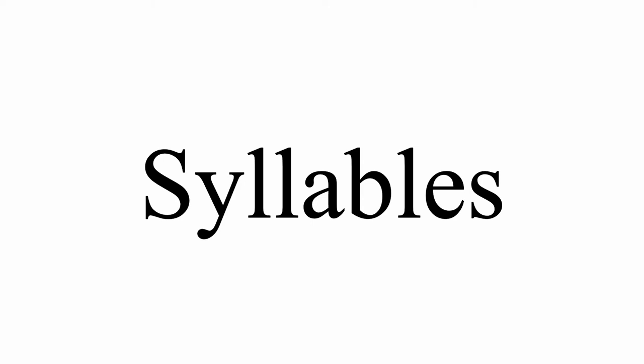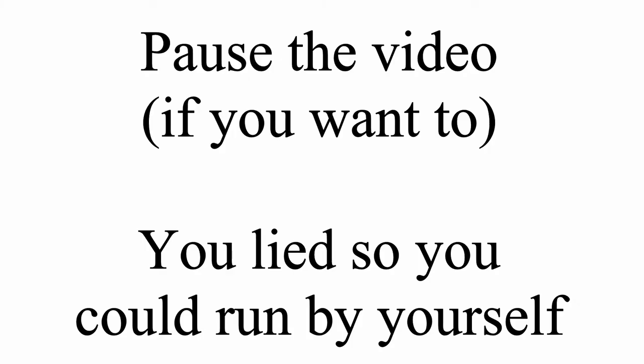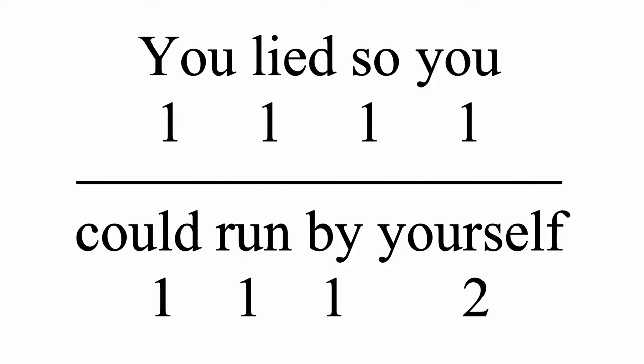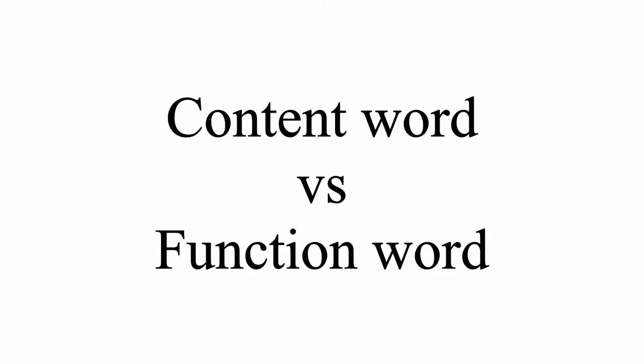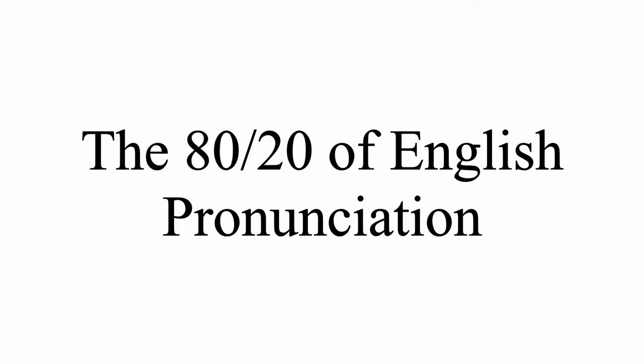Okay, so let's start analyzing this. First, let's look at the syllables. So if you want, you can pause the video and mark how many syllables you think are in each word. Every single word is one syllable, except for the word yourself, which is two syllables. It's actually pretty common to find sentences where most of the words are only one syllable. This is one reason why the content word, function word, stress pattern rules are so super useful and important and part of the 80-20 of learning English pronunciation.